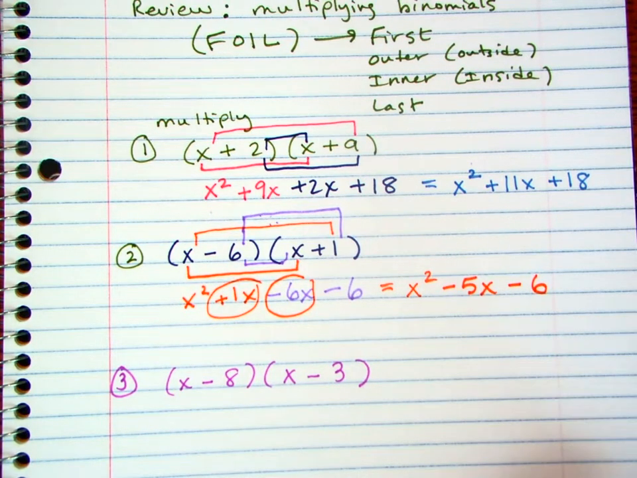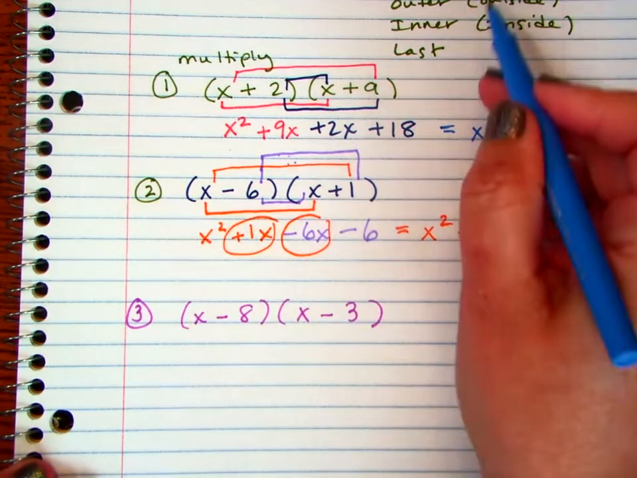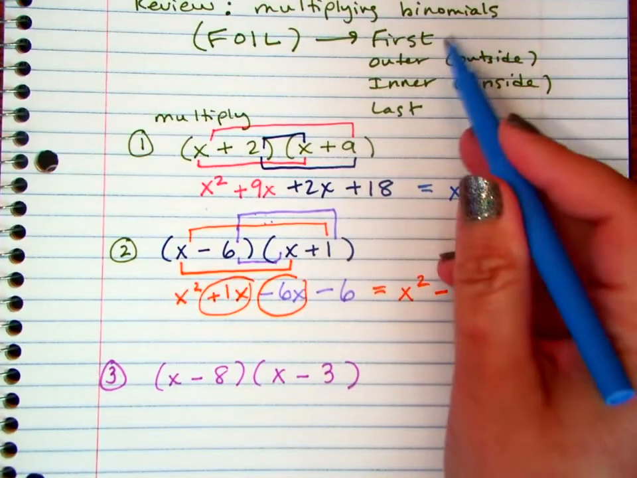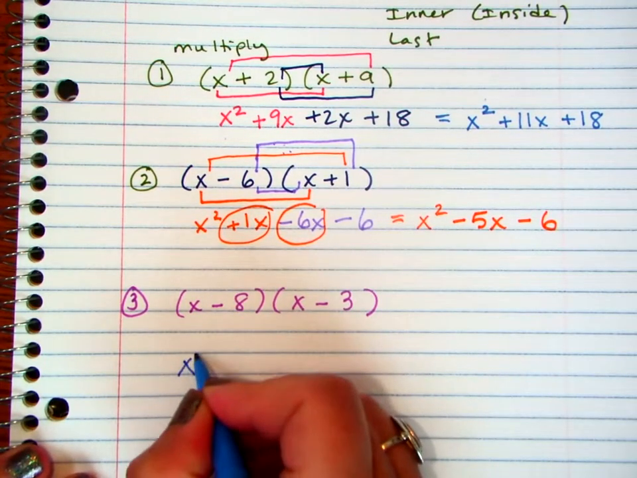Okay, and our third and last example, that's kind of a review of what we did before spring break, is this last one. So again, first, outer, inner, last, or first, outside, inside, last. X times x is x squared.